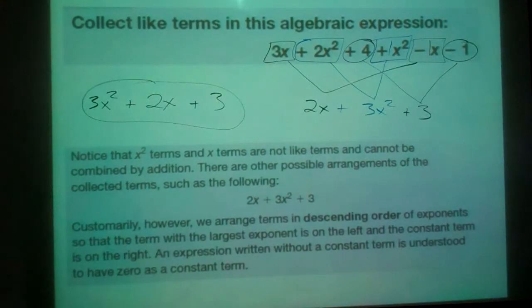So that's kind of our intro to this algebraic term stuff. And we'll talk more about it tomorrow.